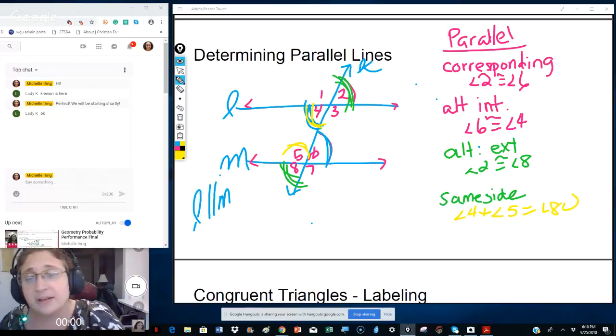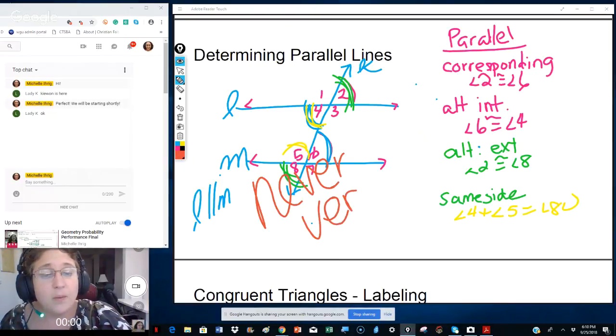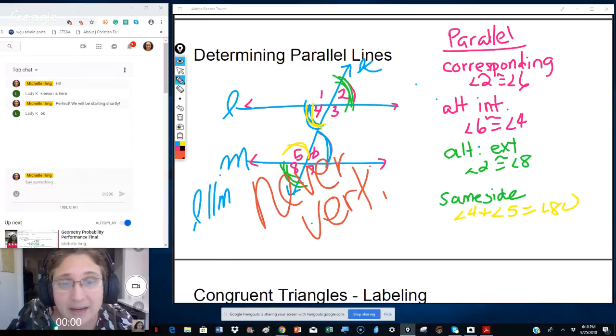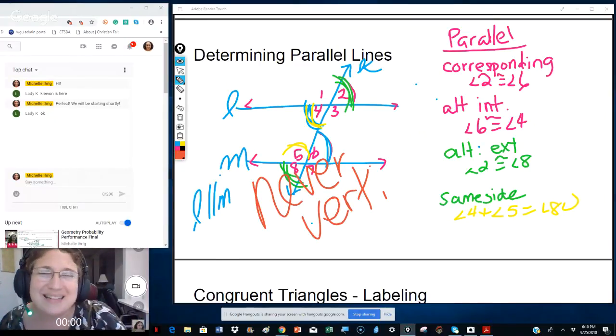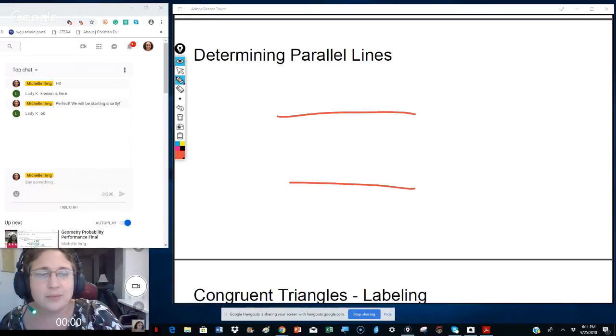Now, here is the most important. It's never for vertical angles. Whenever you have vertical angles, you might have parallel lines, but you are not guaranteed parallel lines. Vertical angles have nothing to do with parallel lines, nothing at all. So this is an image I drew earlier today with a student who stayed after school.